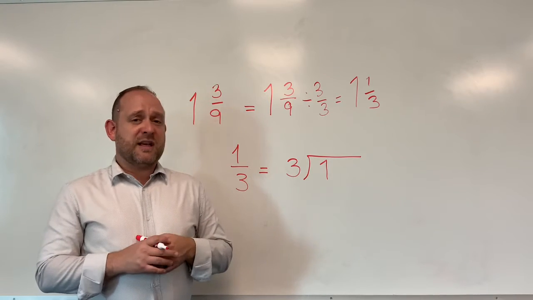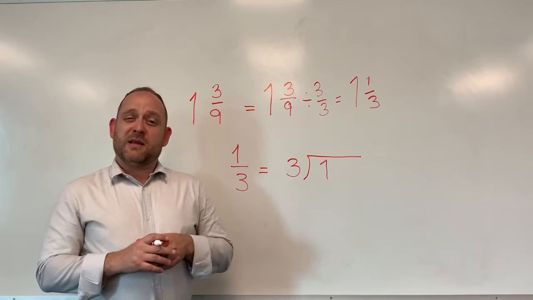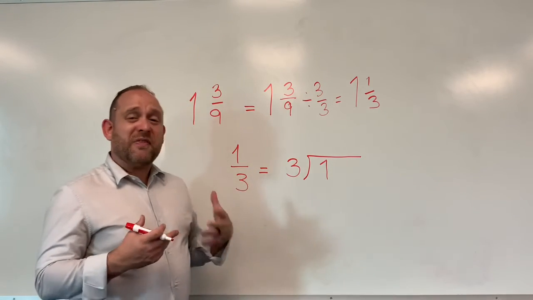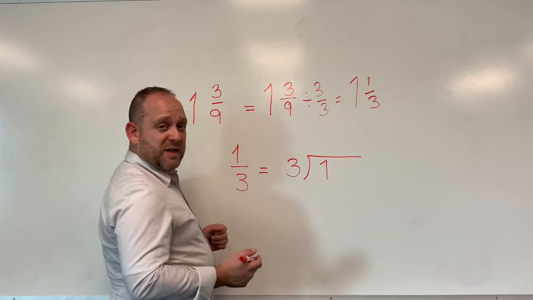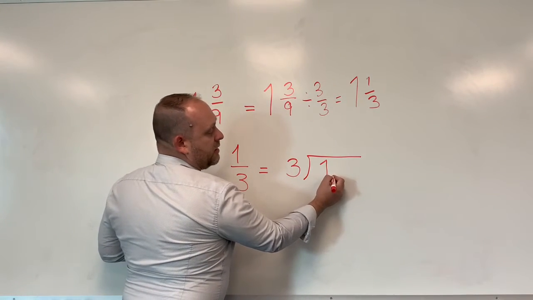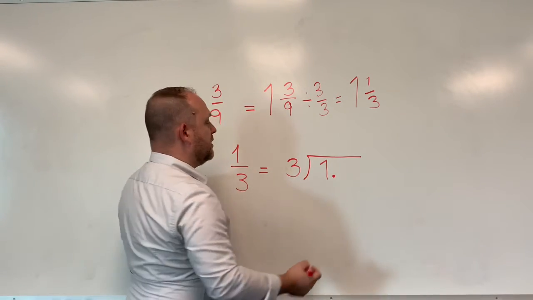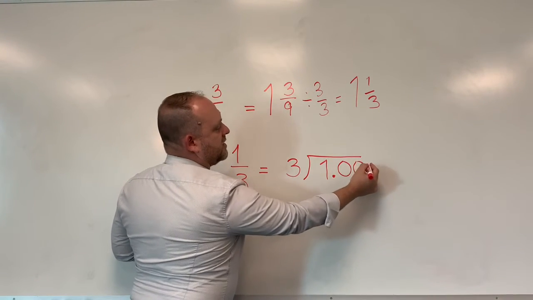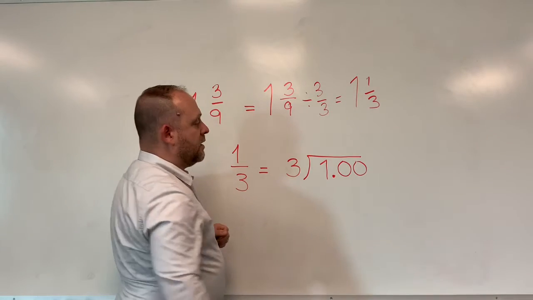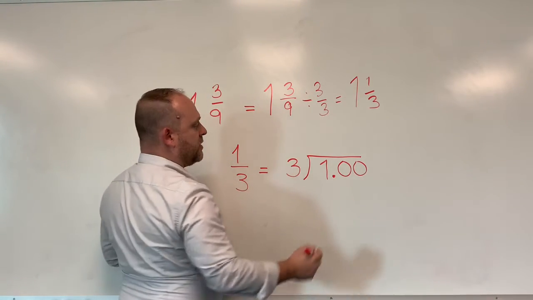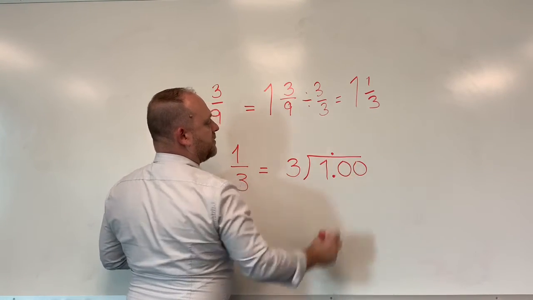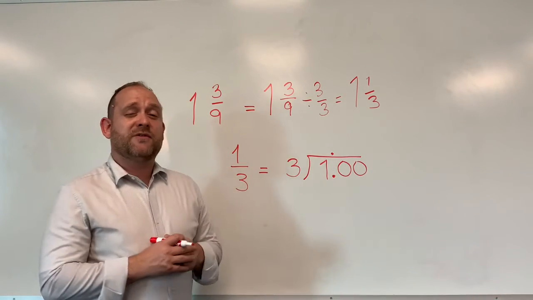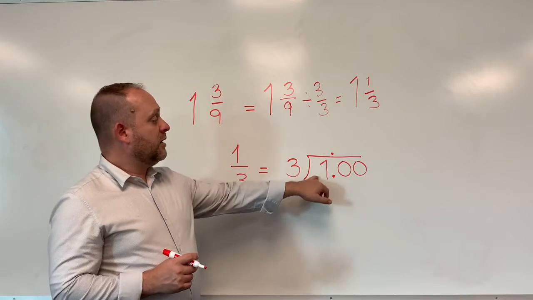Remember, 0 is just a placeholder. We don't have to write them in if there's nothing in between our digit and another digit, but they do still exist. So I do know that my decimal point would be right after the 1, and I have 0 tenths. Let's say I want to go to the nearest 100th. I'm going to write my zeros out to the 100th, and I'm going to pull the decimal straight up. That's all you have to do to be able to divide with the decimal.